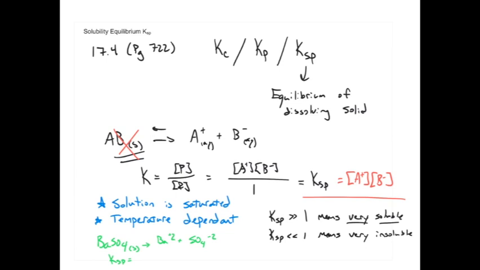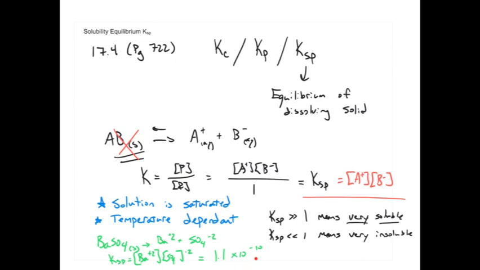Now you get some Ba²⁺ ions in solution and some SO₄²⁻ ions in solution, and so the expression for Ksp is the Ba²⁺ concentration times the SO₄²⁻ concentration. When you multiply the Ba ions times the SO₄ ions in solution at 25 degrees Celsius, the concentration is not very large. In fact, you have such a small quantity that the concentrations multiplied together give you 1.1 times 10 to the negative 10th.